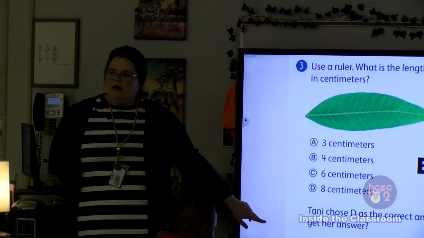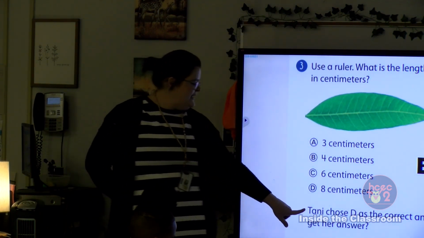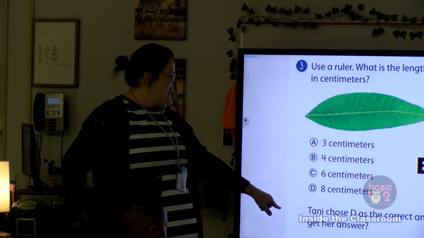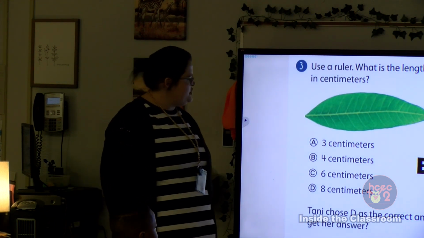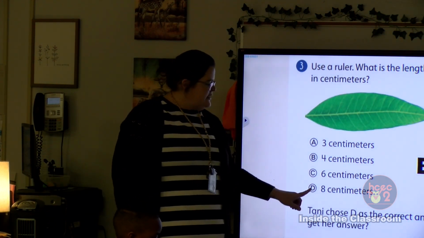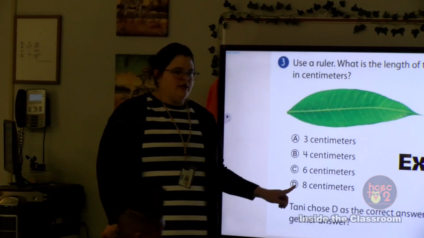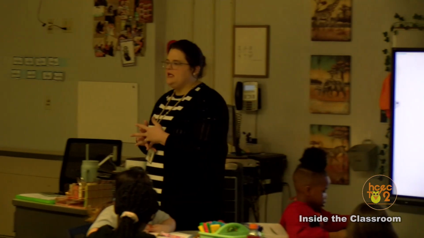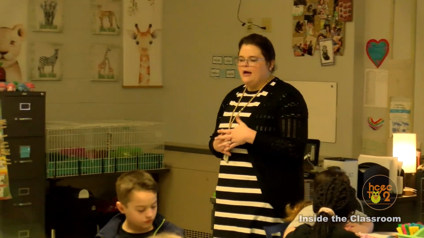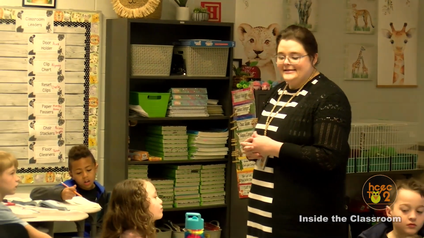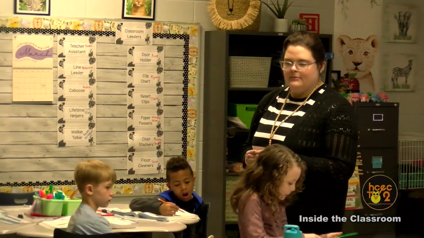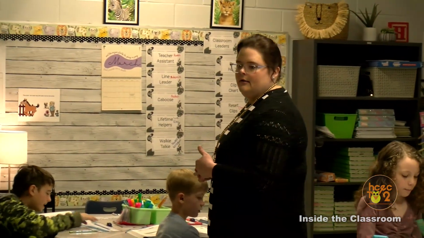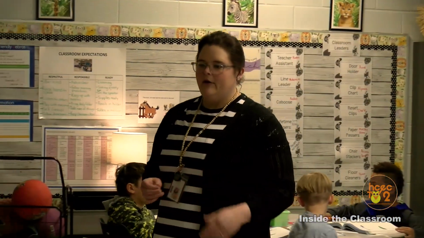But here's the tricky part. The second part of our question says, Tanny chose D as the correct answer. How do you think she got her answer? So after you get your own answer, you need to kind of step into her mind and think, why did she get D? Maybe play around with your ruler a little bit and see how she could have gotten that answer. This is independent problem solving on this problem. So we are working. Good. You may go ahead and begin.